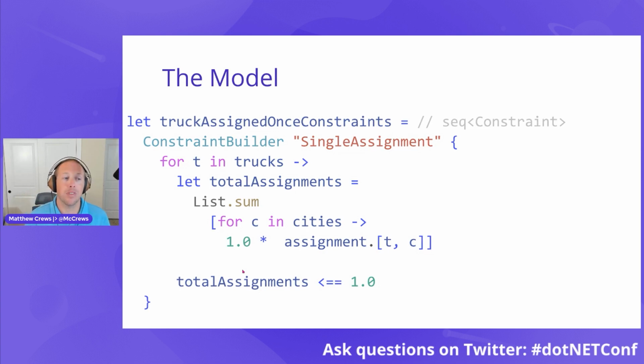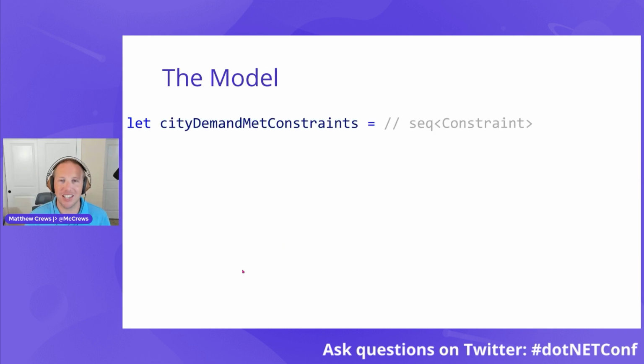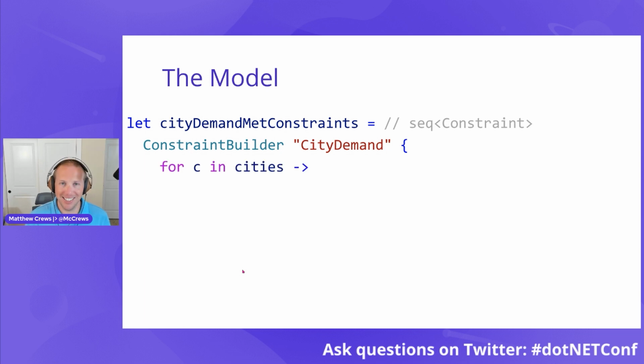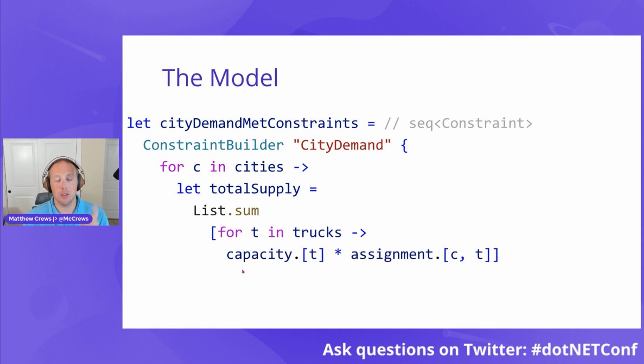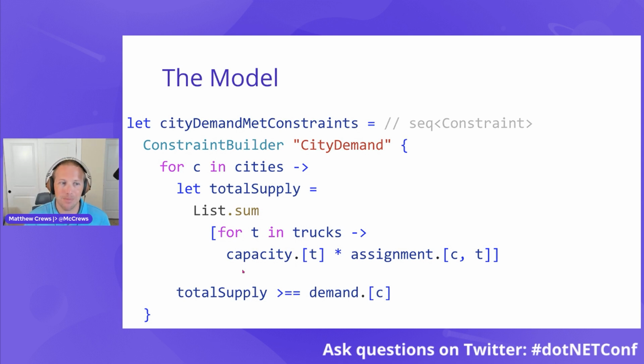Now we need to make sure that our cities are actually getting their demands met. So I'm going to create some city demand constraints. For each city, I'm going to sum the supply that is being given to that city, and to do that, I'm going to sum a list comprehension. For each truck, I'm going to multiply the capacity of that truck by whether I actually assign the truck to that city or not. That sum has to be greater than or equal to the demand of that city.